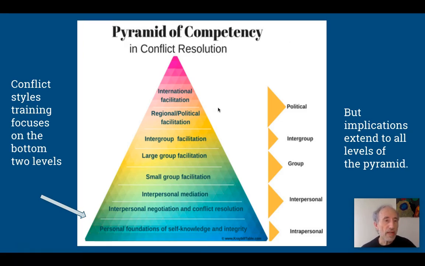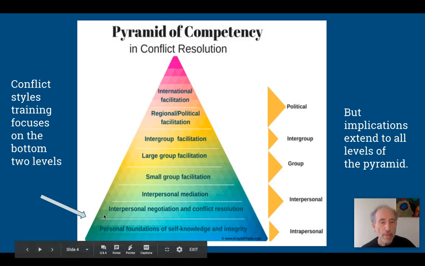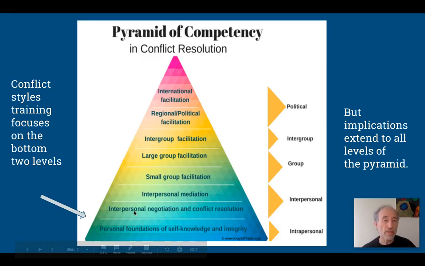Now, let's locate conflict styles on this pyramid. I would say that they're at these two lower levels. They help us to understand our own patterns of functioning, and they give us a great deal of insight about how to manage ourselves when we're in conflict with others, as well as how to cope with the conflict styles of those that we're working with.